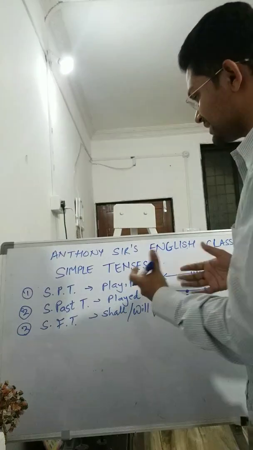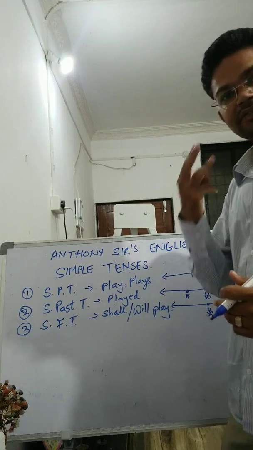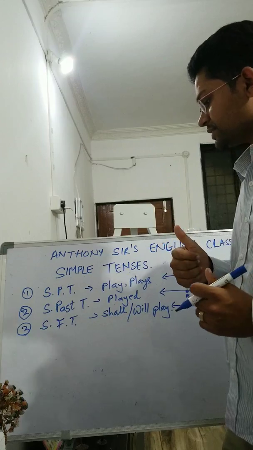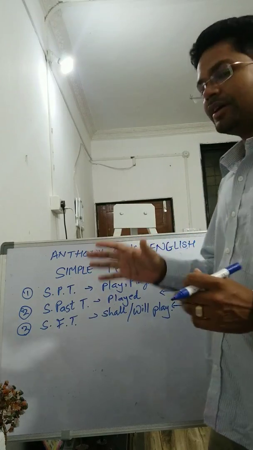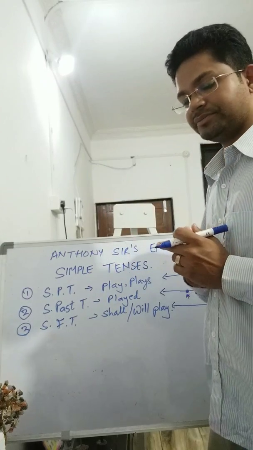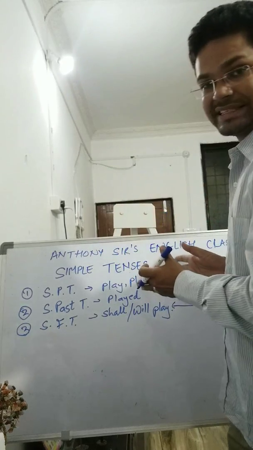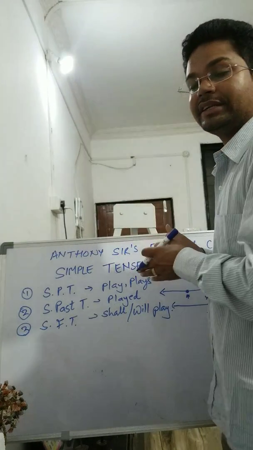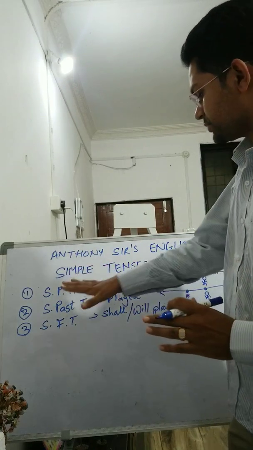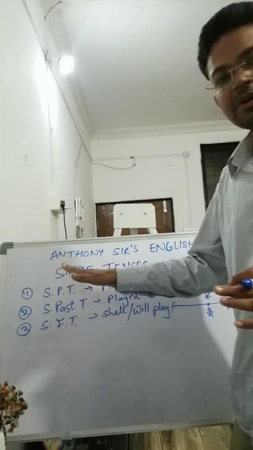Our today's topic is tenses, and I'm starting with simple tenses. We have three simple tenses: simple present tense, simple past tense, and simple future tense. Now, many students are having difficulty in tenses, but I'm promising you that tenses will become very easy if you do this exercise and if you understand it this way. Okay, so I'm going to make it very easy for you: simple present tense, simple past tense, and simple future tense. So number one, simple present tense.